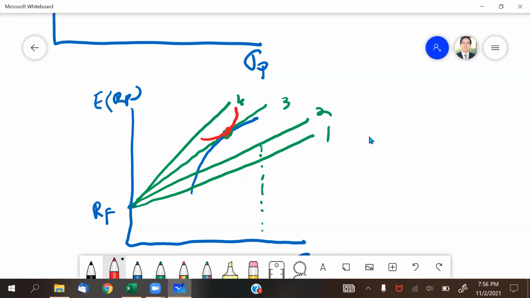This is our target. What's the name of this one? Market portfolio or optimum market portfolio. I think we can call it M. Optimum market portfolio. We'll see in subsequent sessions or modules.